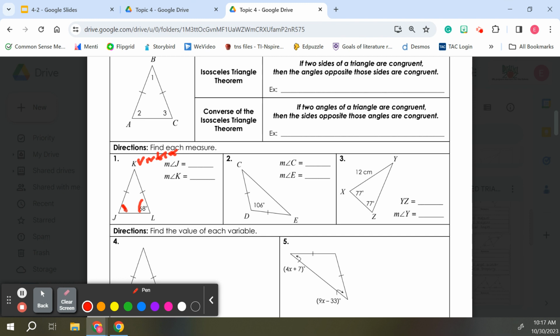So that makes angle J 68 degrees, while the measure of angle K is going to be 180 minus 68 minus another 68. And what does that give me for angle K? Good. 44 degrees. Okay.